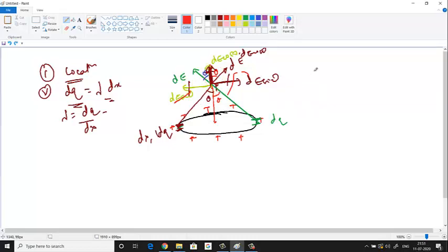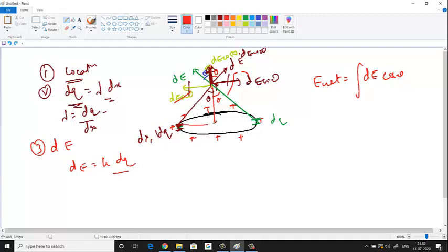Only the dE cos theta component will be left. So E net is the integration of dE cos theta, in the upward direction. What is the third step? Determine dE. What is dE actually? dE is due to the small dq, so dE is equal to k dq by, what is the distance? Radius? No, no, it's not the radius. This is the radius value.